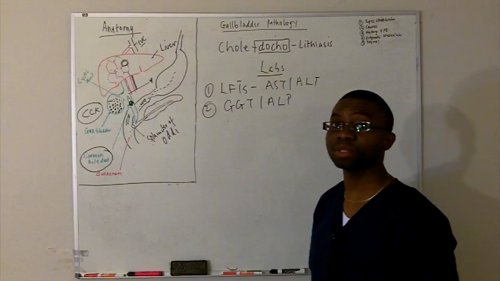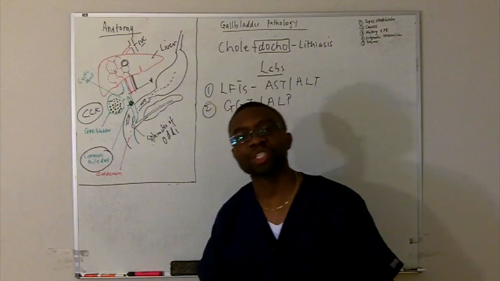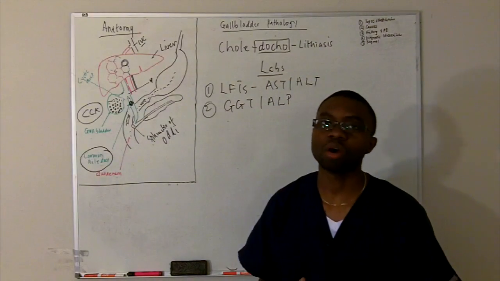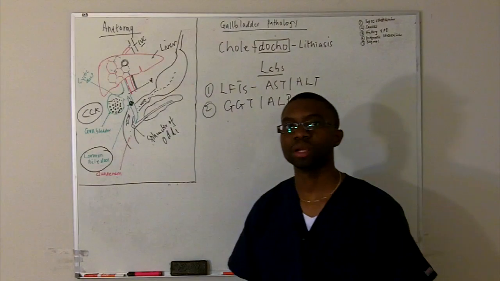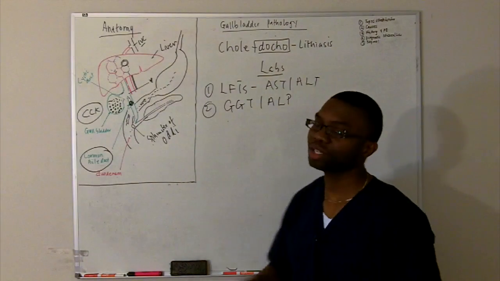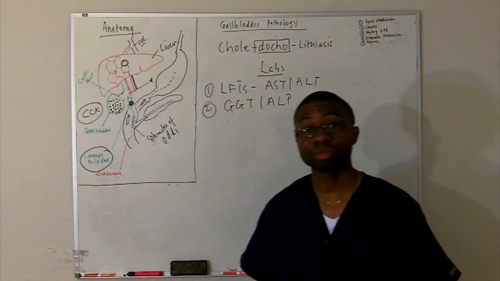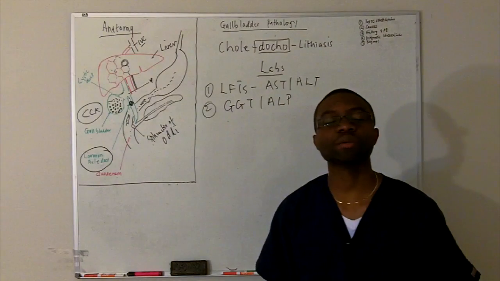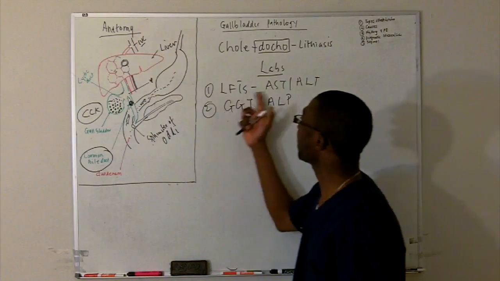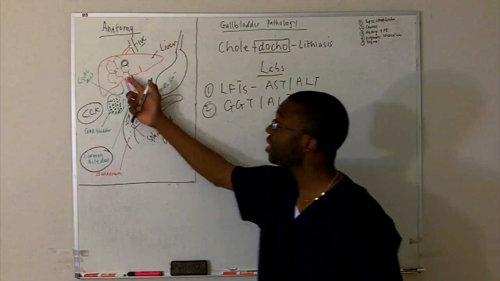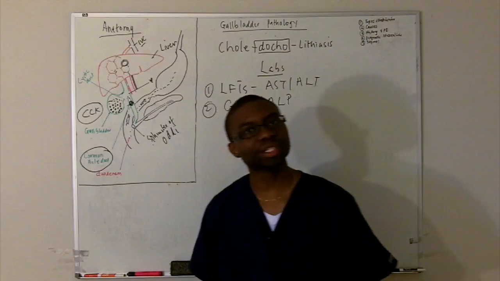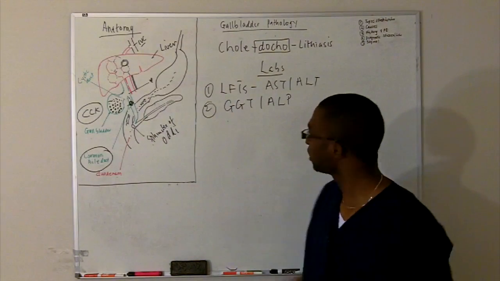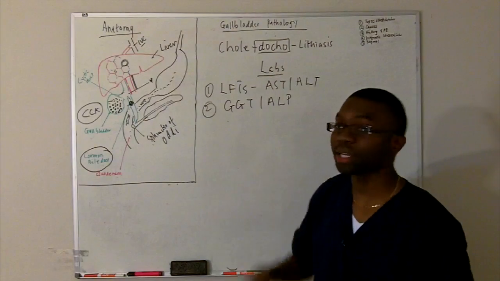GGT, which is gamma glutamyl transferase, is extremely specific to what? To the gallbladder, to the biliary tract. Okay? Alk phos, you can find in the placenta, you can find in the bone. But an elevated GGT is still coming from the gallbladder. AST and ALT might be elevated if you get some mild inflammation, but it's usually not. It's usually coming from ALP and GGT.